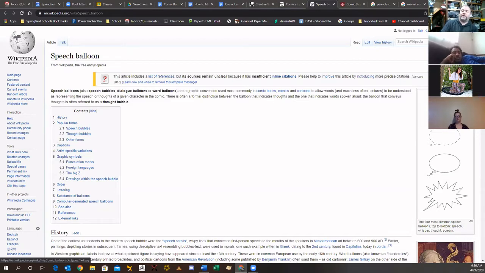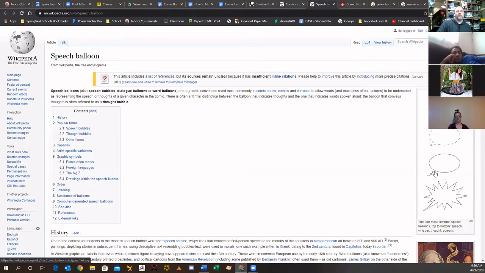Or if they knew they were going to take pictures of it, they could use a little bit of wax, and they would put wax on the back of the speech bubbles, and the person would write them out, cut them, and then adhere them into the comic for the pictures.